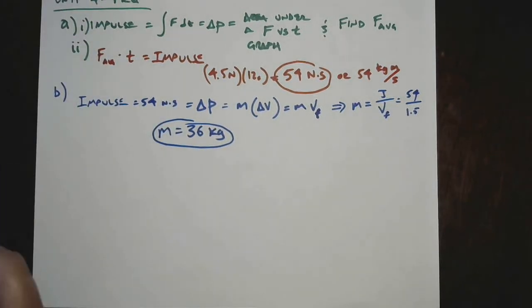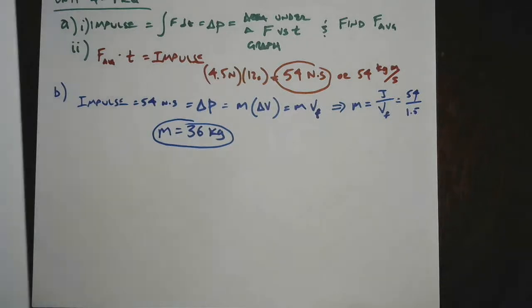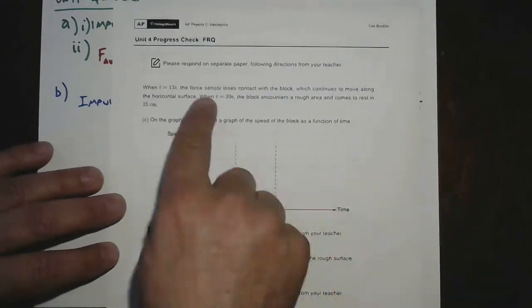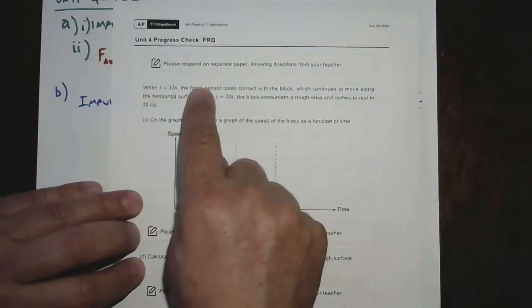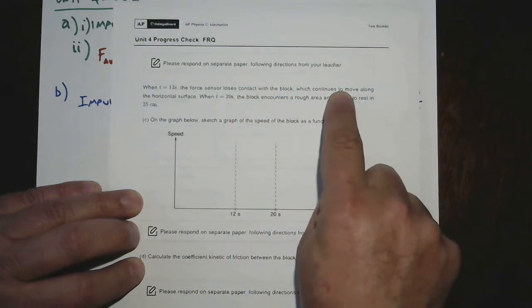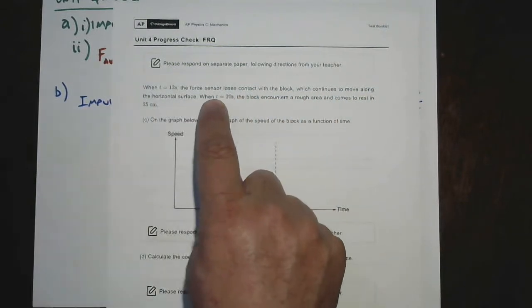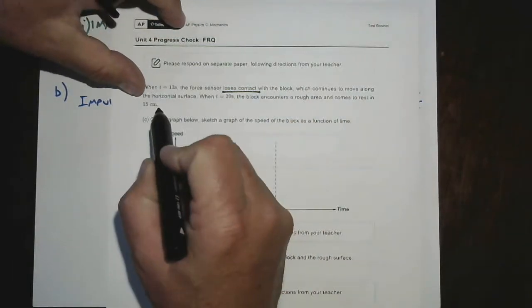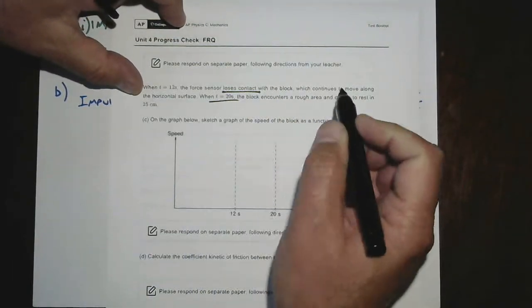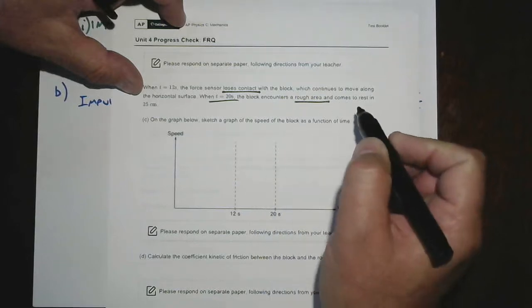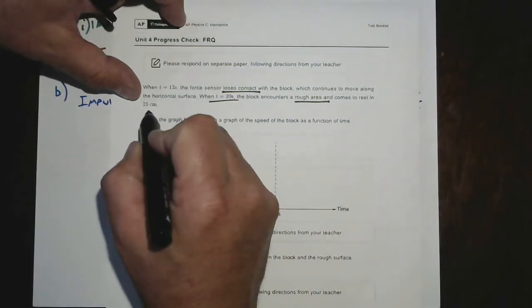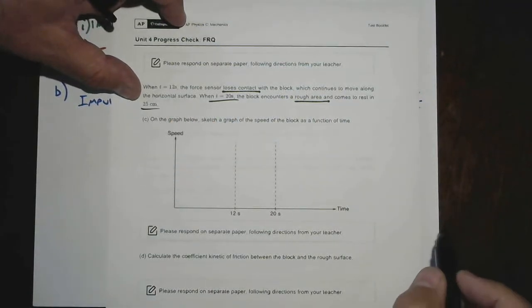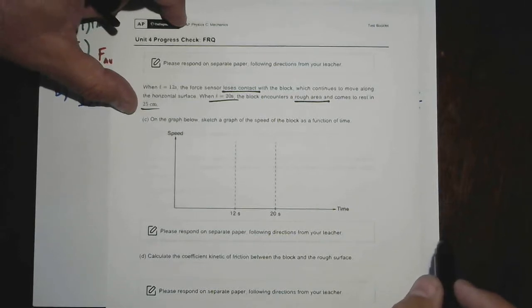Okay, so now we're going to move on to part C, and as you saw, there was some sort of narrative before part C. When the time equals 12 seconds, the force sensor loses contact with the block, which continues to move along the horizontal surface. So losing contact means no more force. When the time is 20 seconds, the block encounters a rough area, okay, now we have friction, and comes to rest in 25 centimeters. On the graph below, sketch a graph of the speed of the block as a function of time.